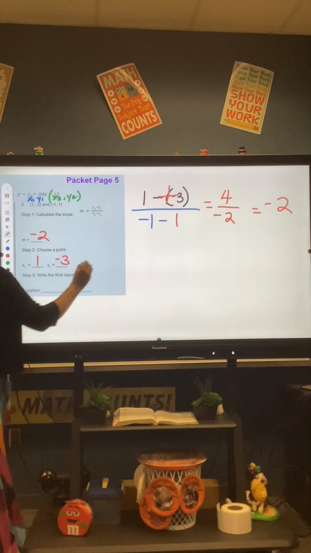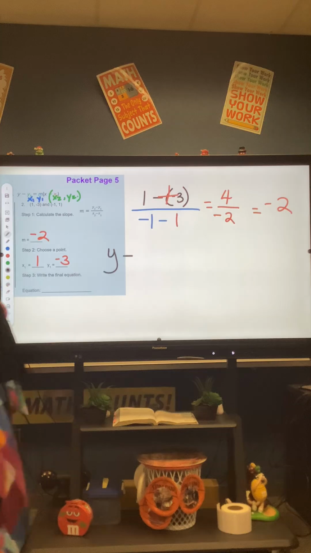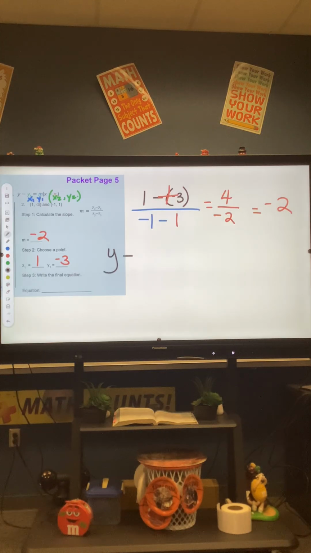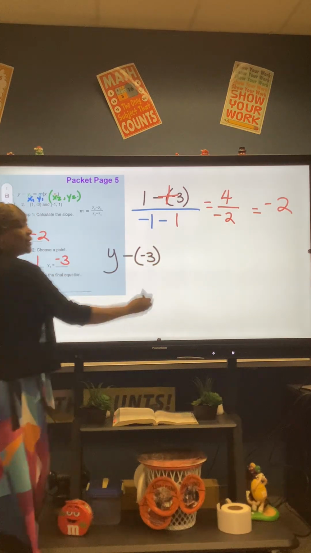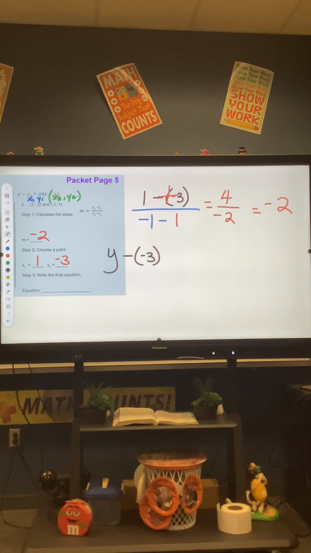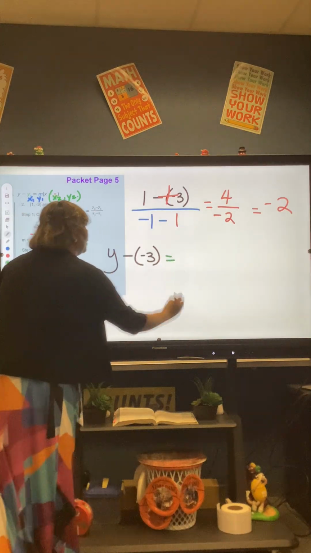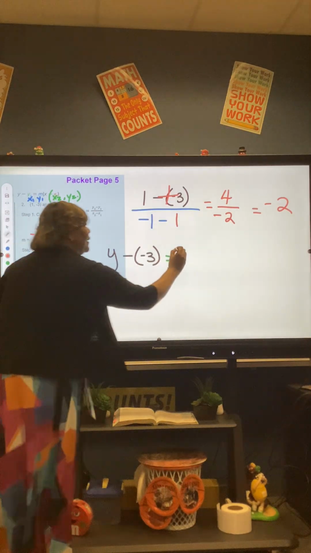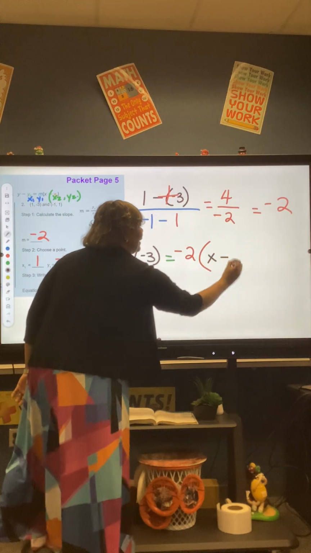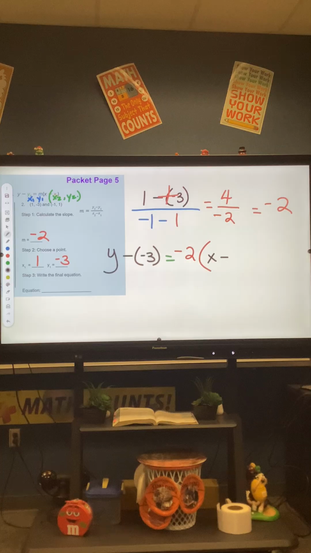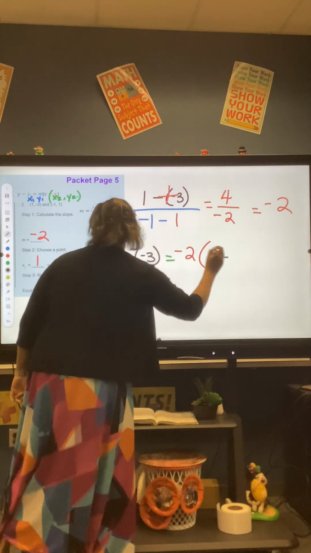All right, anybody want to go with this? Y minus what? What's Y1? What's the value of Y1? Negative what? -3. Notice what I do with negative numbers. Always put them in parentheses. My slope is a negative what? -2. My x minus my value of x1, which is 1, right?